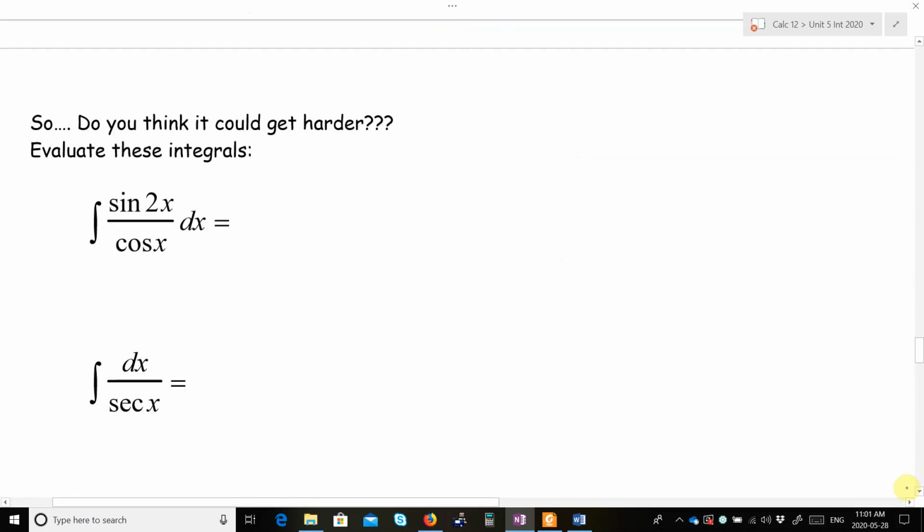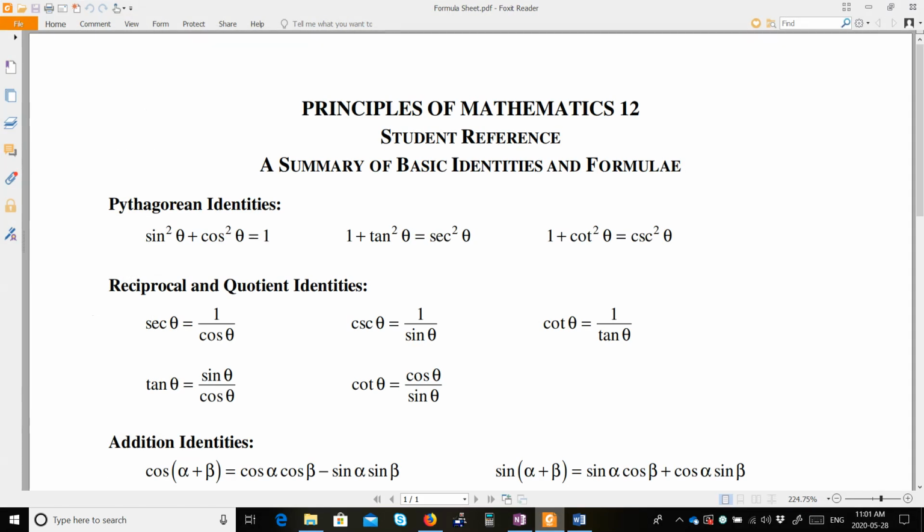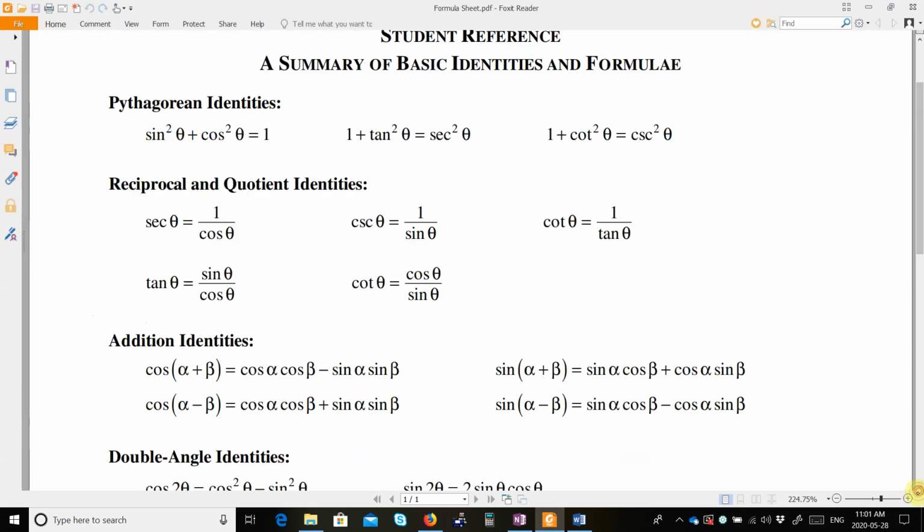So, do you think it could get harder? Evaluate these integrals. And for these, some of these guys, we might need this little formula sheet with trig identities and things, and I'll send this to you as well.